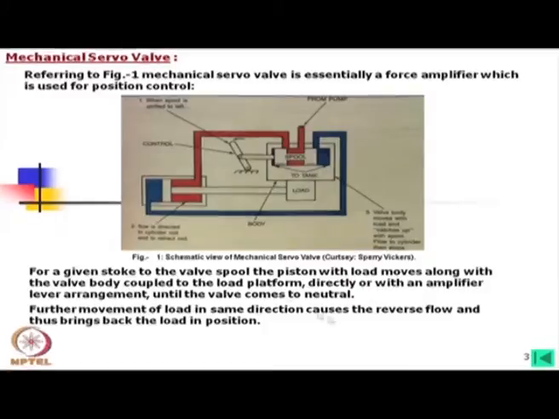Further movement of the load in the same direction causes the reverse flow and thus brings back the load to position. Now, I have shown the motion, but what will happen if it moves further, I mean excess movement, beyond the desired motion? That means whatever flow rate is given here, it is controlling the velocity. In that case, if it moves further, then the other side opens, that means oil is going to the other side, and then this will move in the opposite direction.